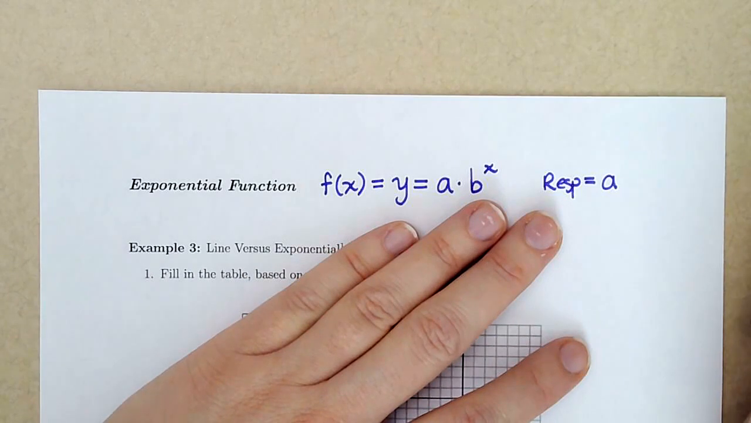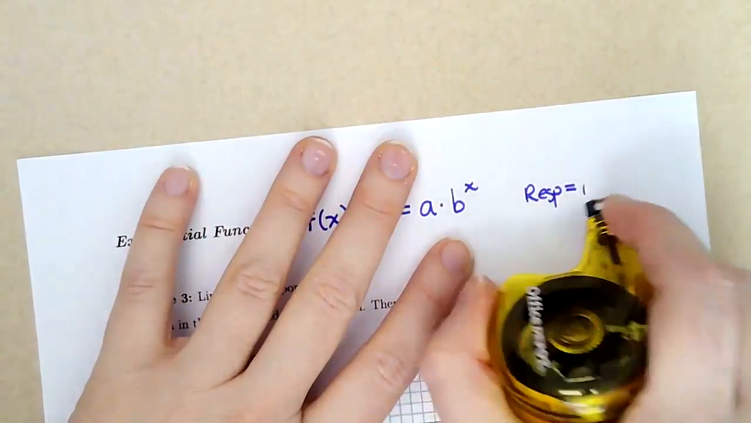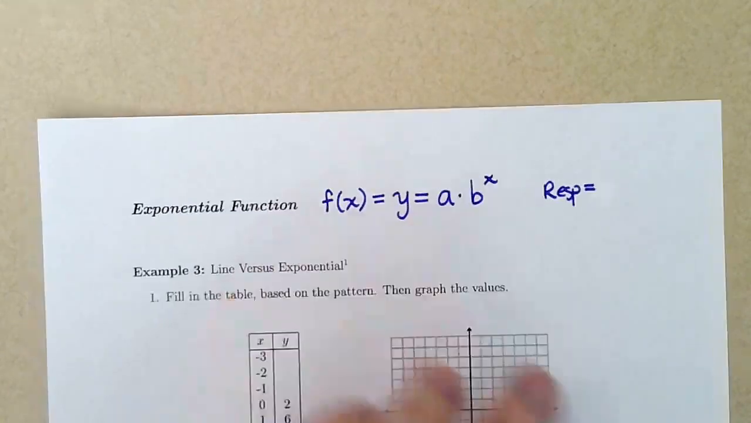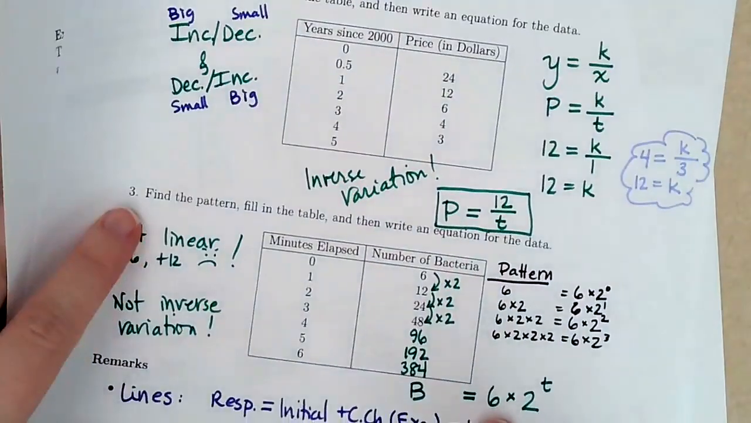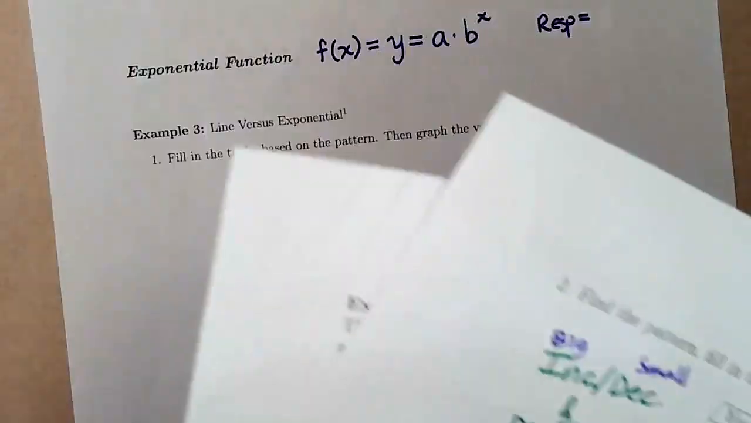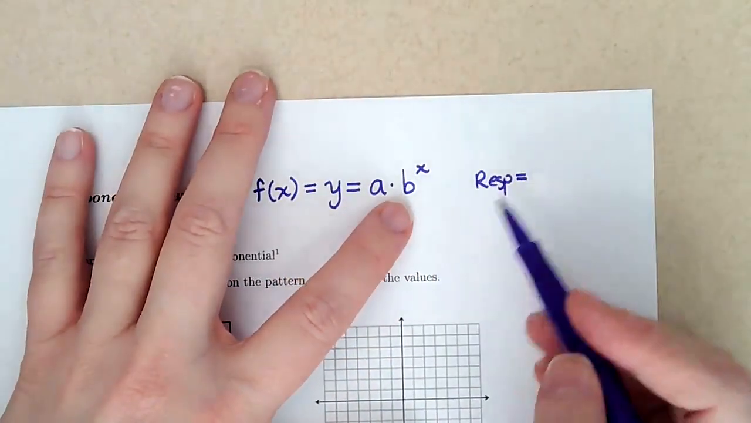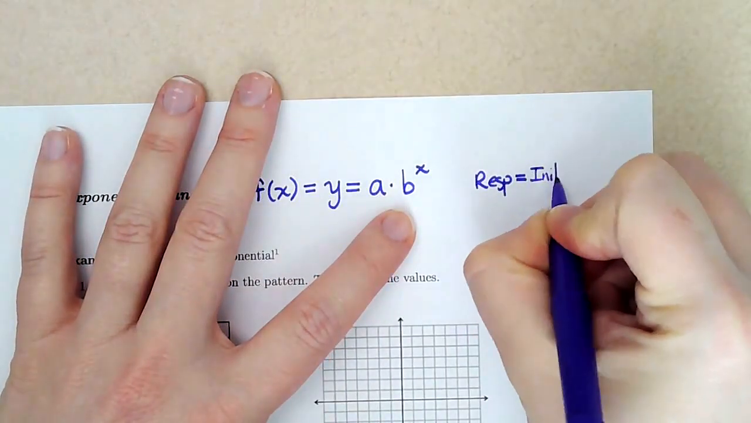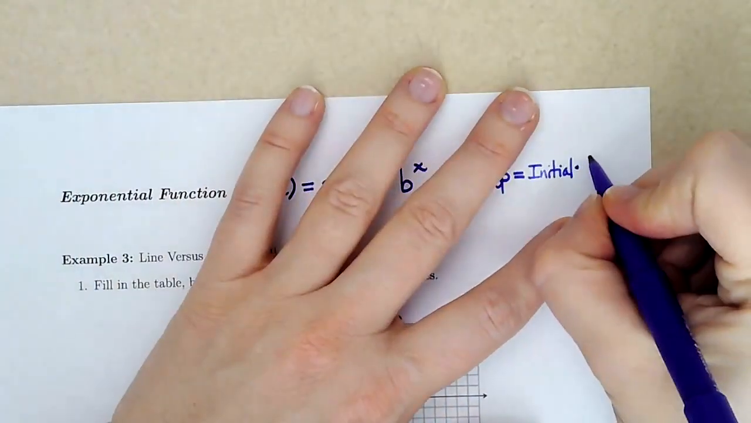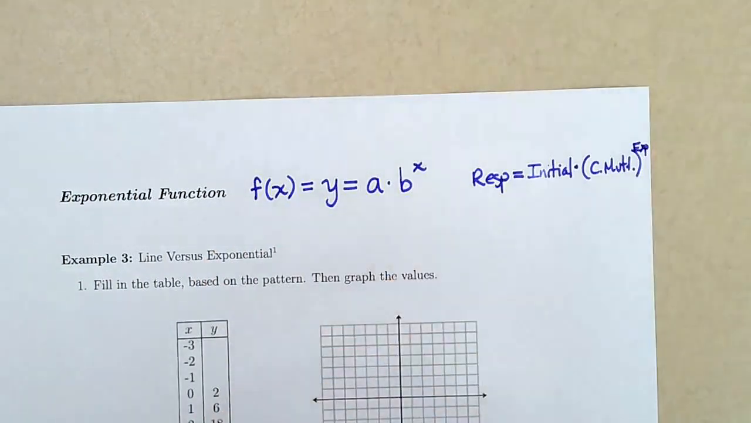Oh man, I want to use a whiteout. Okay. This was the initial, like in the bacteria. So back in this example, we had 6, which was the initial amount, and then that was the repeated multiplier. So here, the response variable, or the dependent variable, is equal to the initial, times the constant multiplier to the explanatory variable. I had to squeeze it in there.